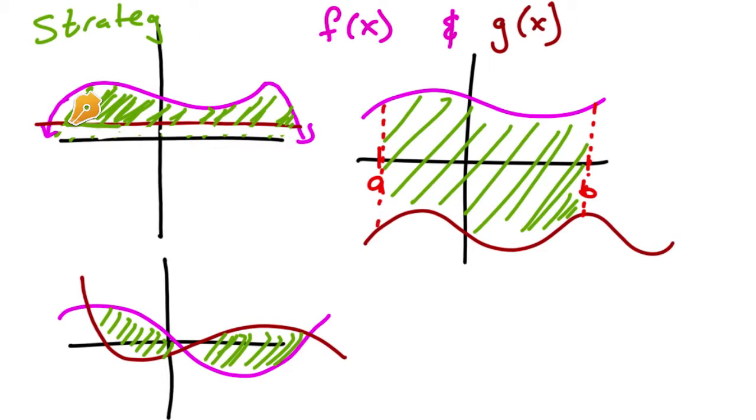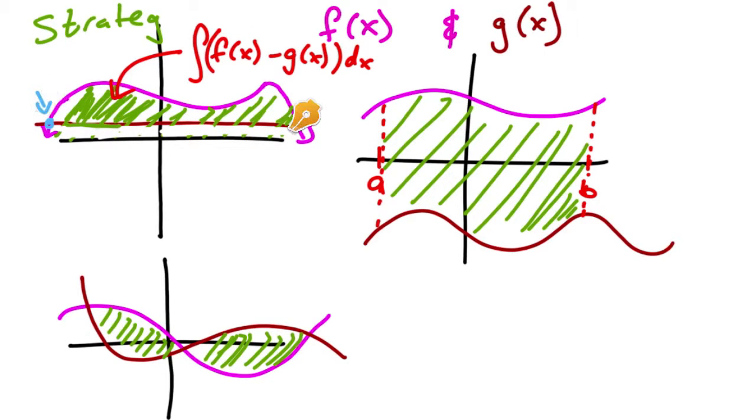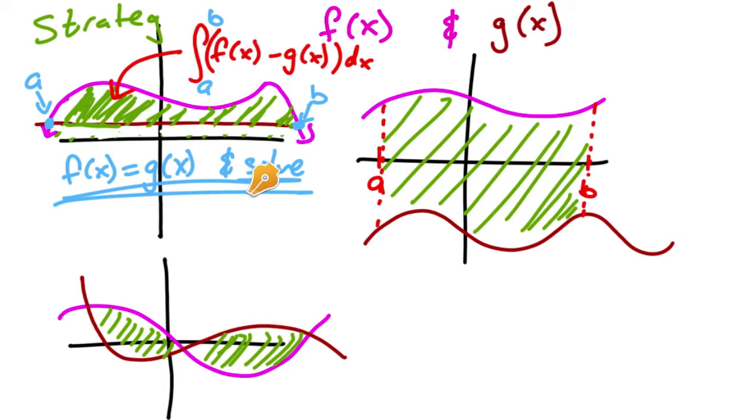So here, for example, to find this green area right here, we would do the integral of the top one, which in this case is f of x minus g of x dx. Now, from where to where? Well, you have to find those points of intersection. Let's call this A and B. To find these, you would set f of x equal to g of x, and you would solve that equation. Actually, this is usually the hardest part. Not really the integral, but actually solving the equation.